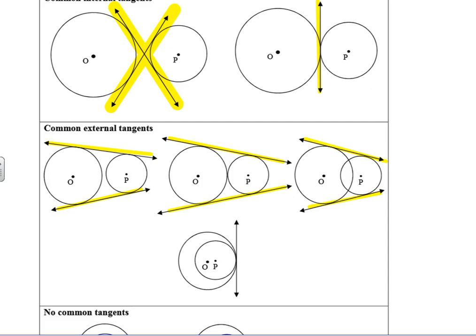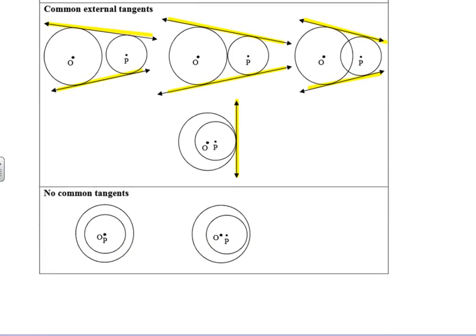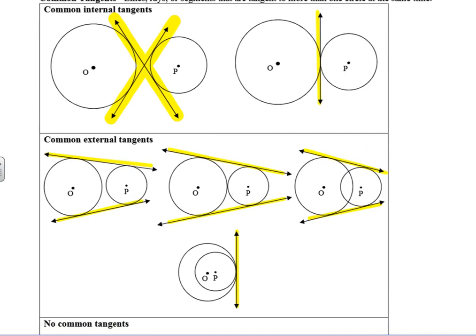The only time we get one is when one's inside of the other one, but they touch. Now the scenarios where there's no common tangent points: this picture shows concentric circles, which means they have the same center but different radiuses. In this other one, where they don't touch, there's no common tangent points either.